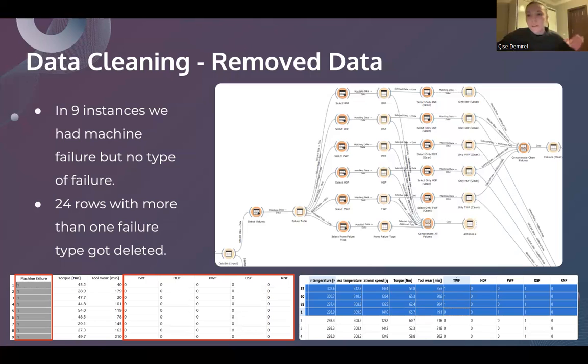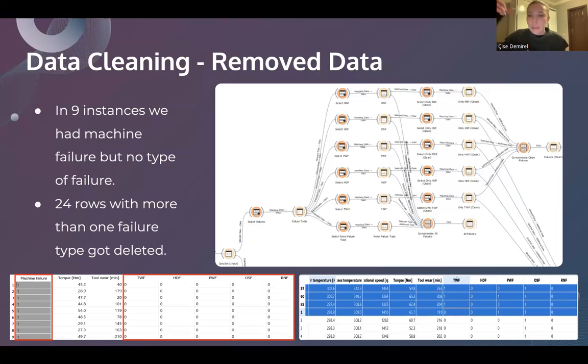Actually, the model will predict if a failure occurs and what type of failure occurs. We have 5 different target types: no failure, and the others are the failure types. I mean, tool wear failure, power failure, overstrain failure, etc.